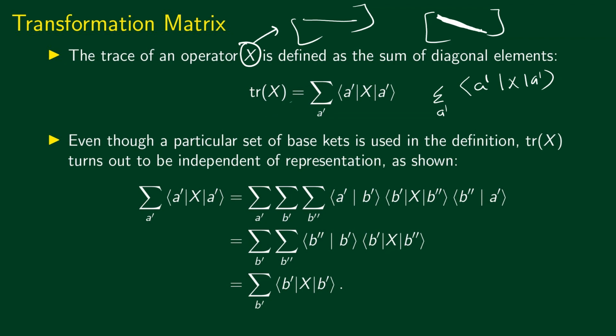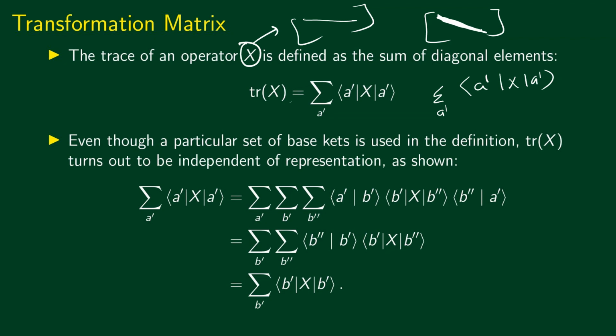All right, so the trace of an operator X is equal to the trace of its matrix representation, and the trace can be written as bra A prime X ket A prime, and we take each such element and sum over all A prime. We sum over all A prime, which means that you have to take all the diagonal elements and then add them up. That will give you the trace.